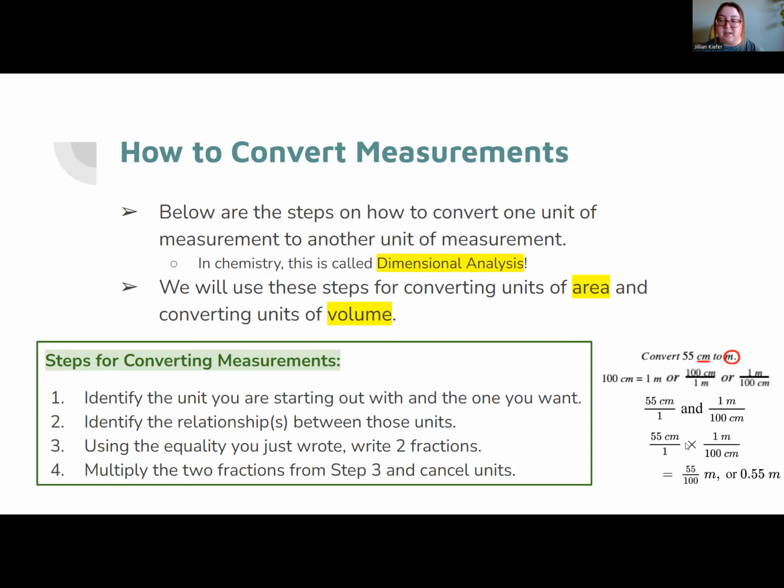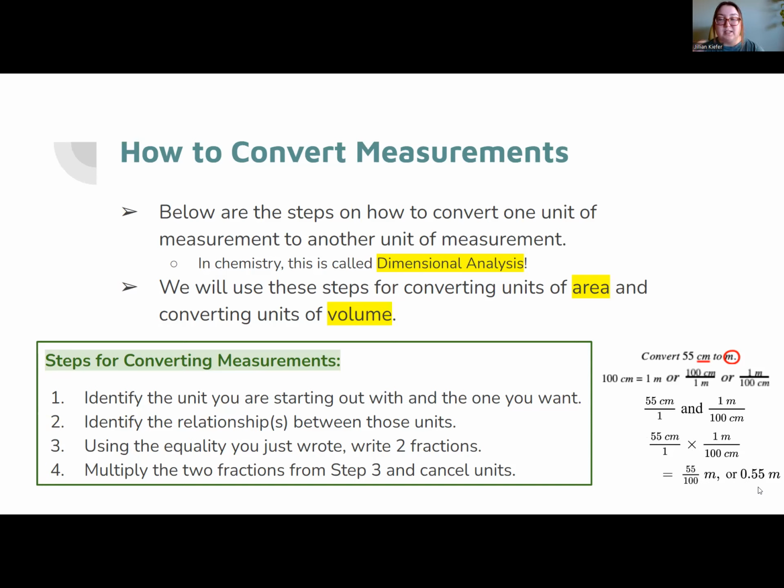So we'll take 55 centimeters and multiply by 1 meter over 100 centimeters. We multiply straight across, so we get 55 times 1 over 1 times 100, so 55 over 100. Now we only have meters. We canceled our centimeters, they were across from each other. This is also 0.55 meters.